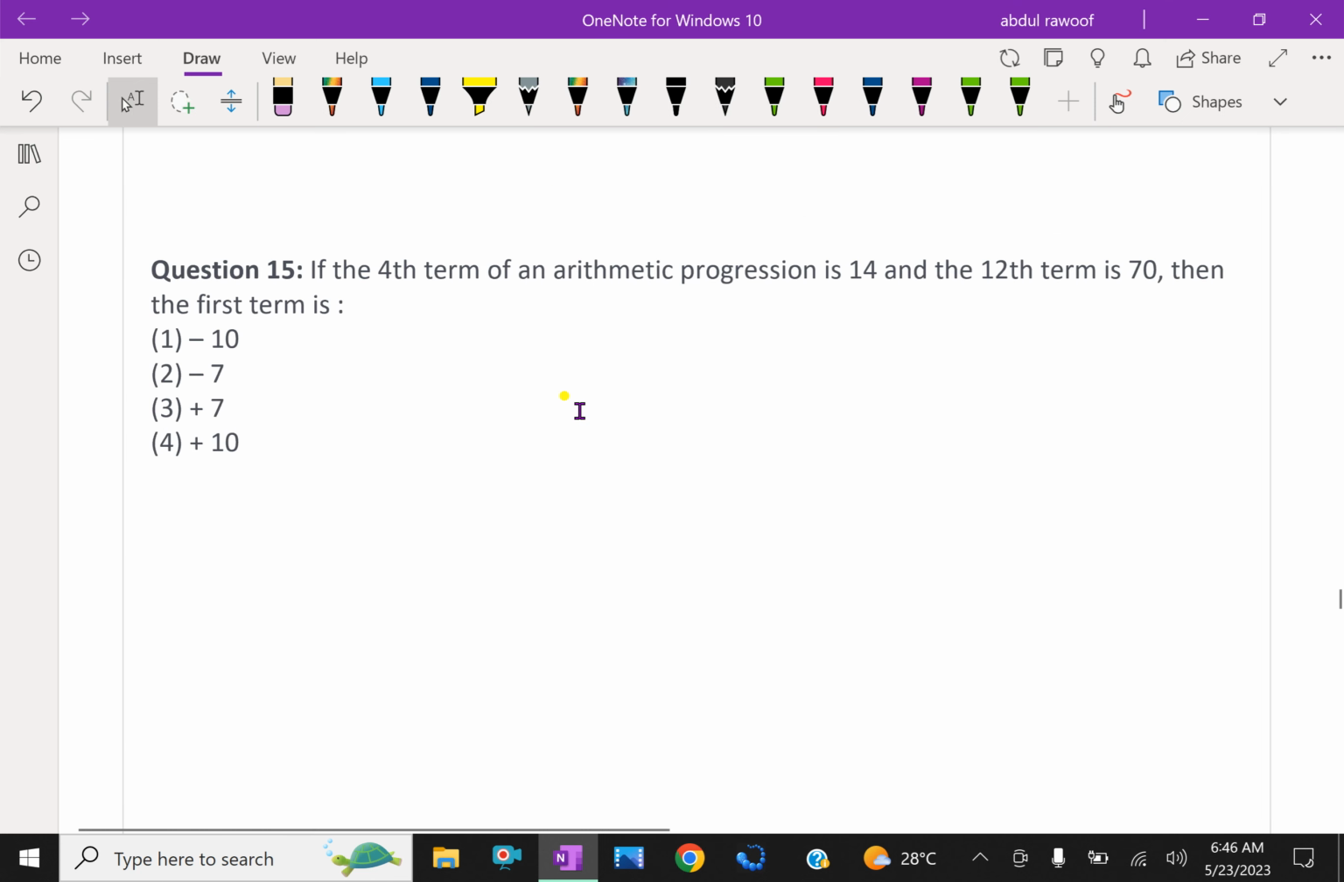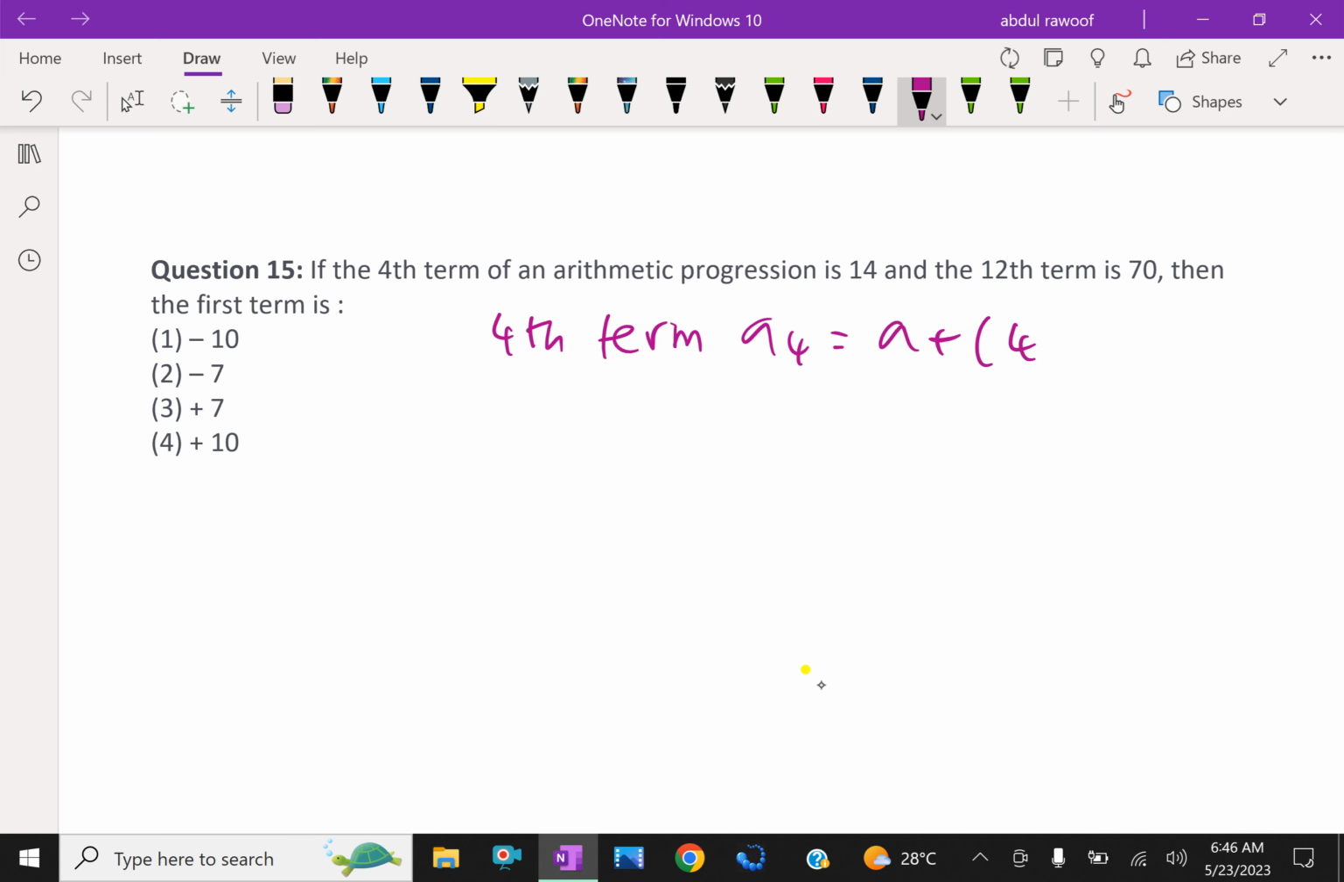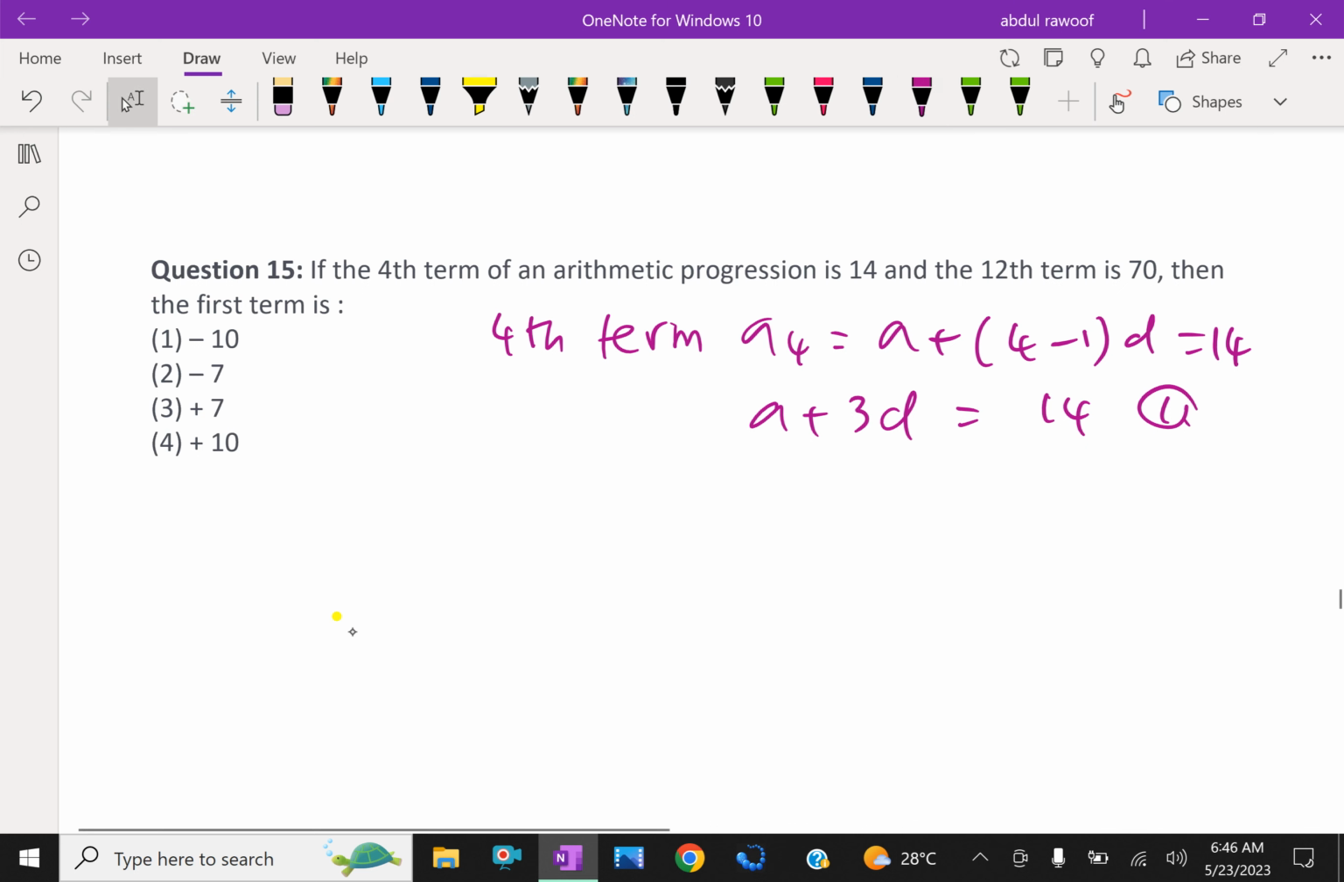Question number 15. If the fourth term of the arithmetic progression is 14 and the 12th term is 70, then find the first term. The fourth term a4 equal to a plus 4 minus 1 d, where d is the common difference. The fourth term of the arithmetic progression is 14. From this, a plus 3d equal to 14, equation 1. Then the next one is the 12th term, that is a plus 11d equal to 70, equation 2.